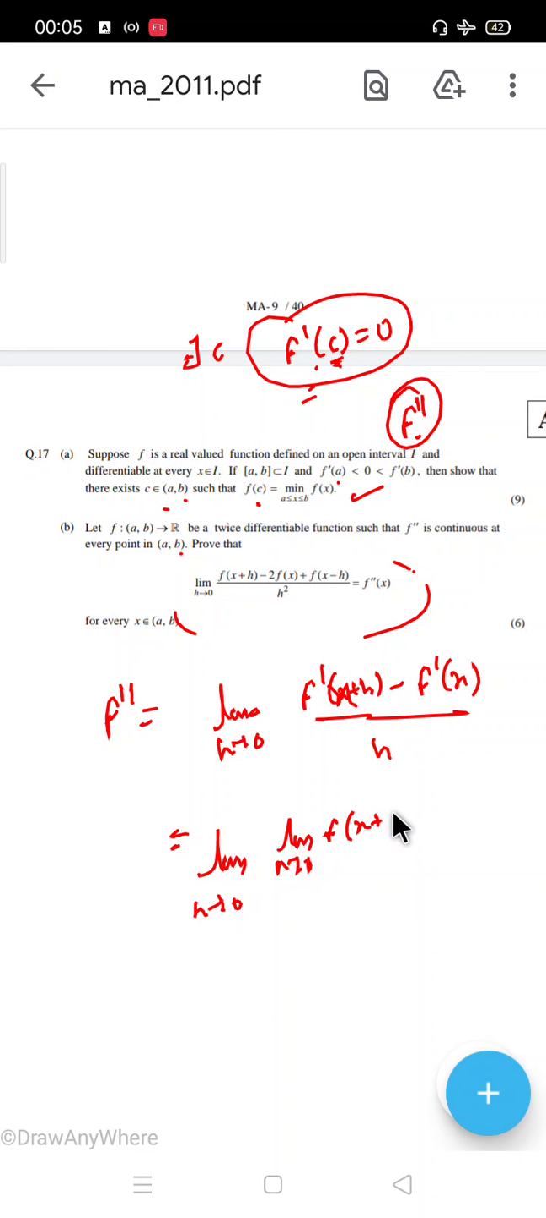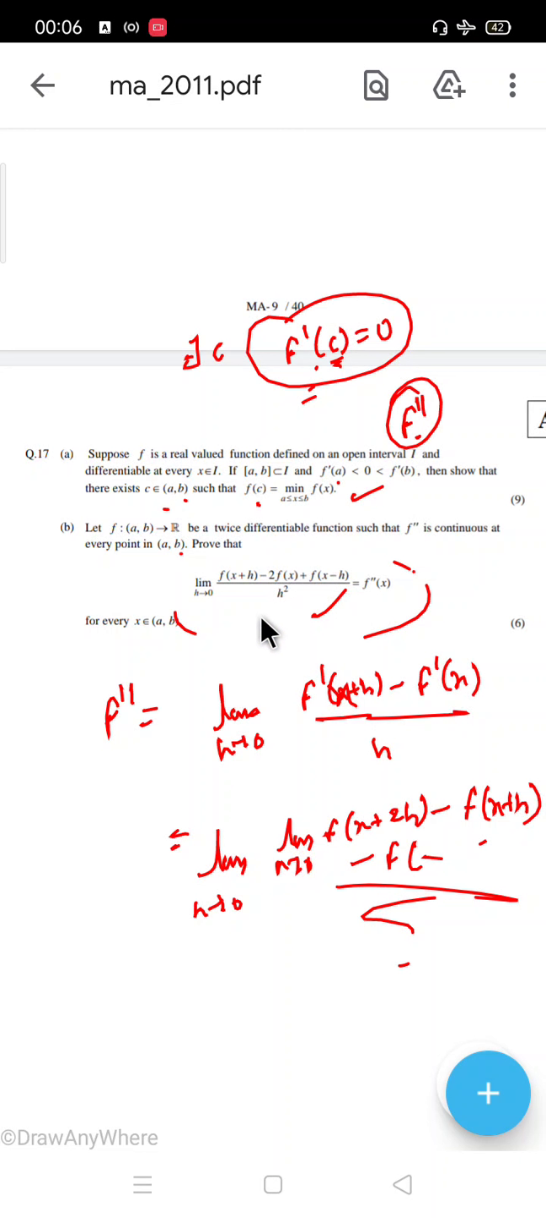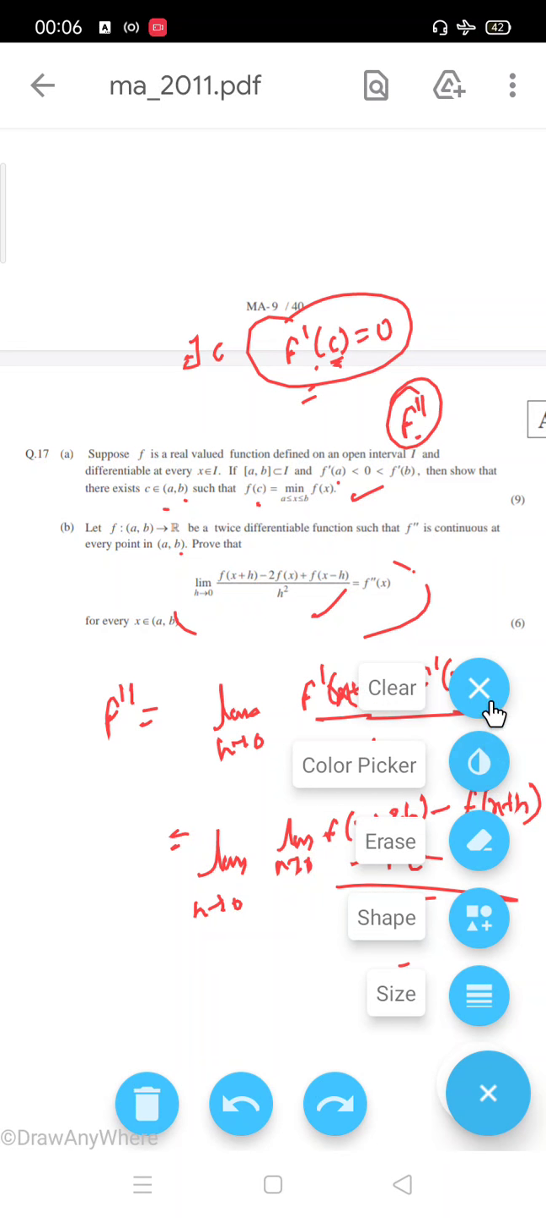Yeah, then x plus 2h minus f of x plus h, minus f of x, and you can put by substitution, that is okay. Minus 2f of x plus f of x minus h.